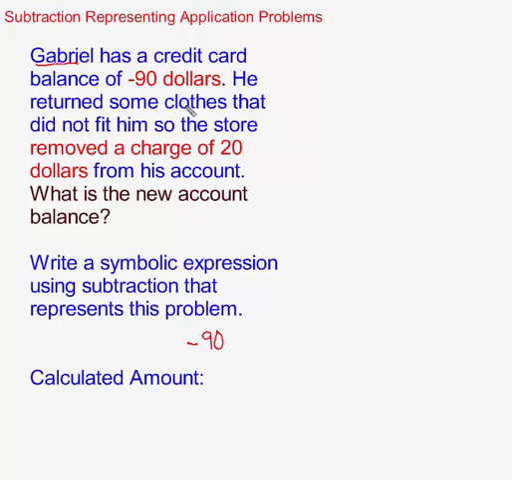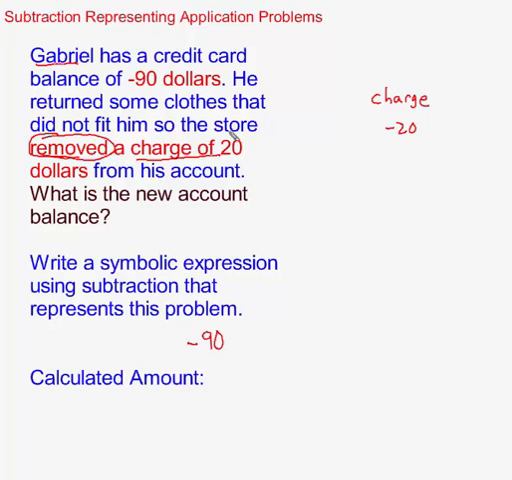He returned some clothes that he had purchased that did not fit him, so the store removed a charge of $20. So think of the charge as money that he owed. So the charge was negative $20, but they didn't add the charge to his account. In fact, it was already on there. That was part of the $90 that he owed. So they didn't add this charge. If you read the story carefully, they removed the charge.